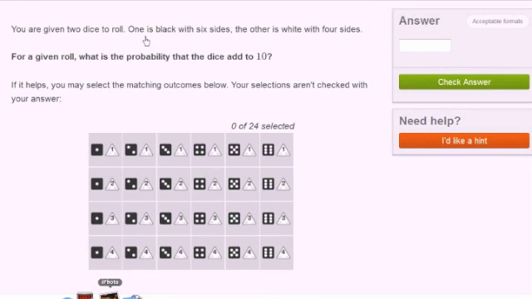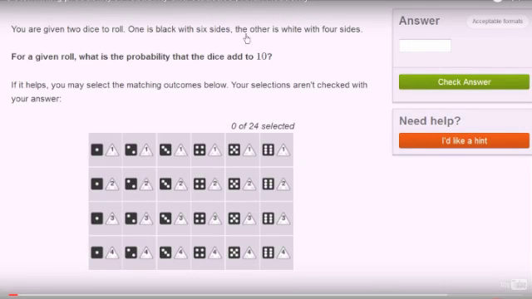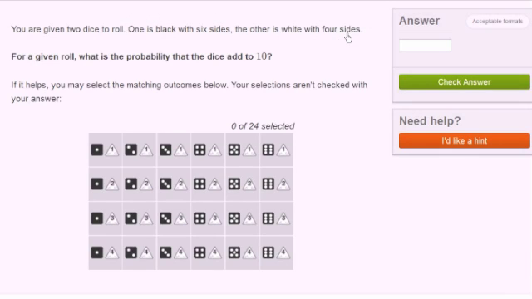Two dice to roll. One is black with 6 sides. The other is white with 4 sides. So a 4-sided die is kind of a pyramid-looking thing. It has exactly 4 sides. So for a given roll, it would be a pyramid with a triangular base.